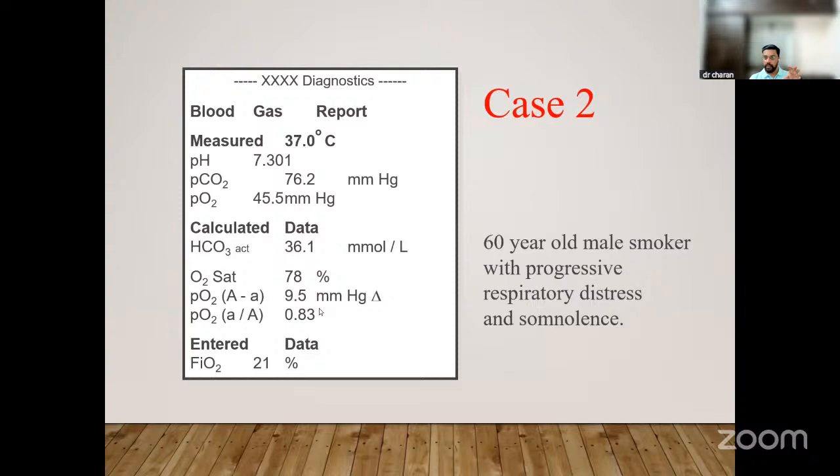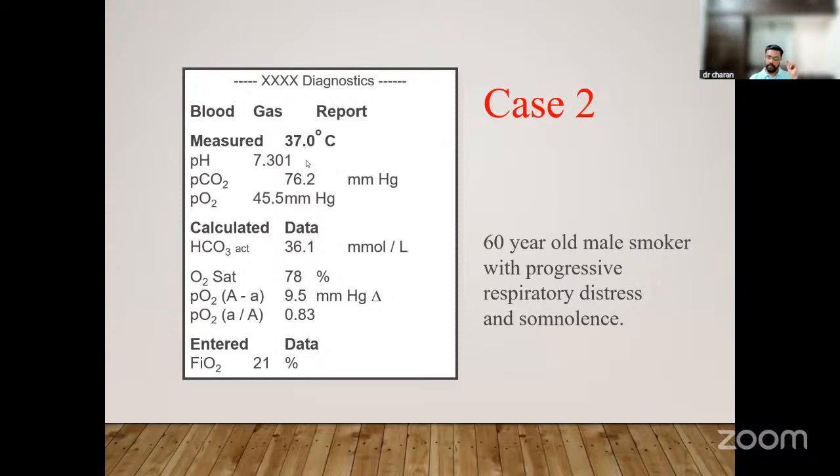Always before seeing the ABG, know the context of the patient. It is a 60-year-old male smoker with progressive respiratory distress and somnolence. So here, being a smoker, you are expecting COPD, being in distress as well as somnolent, you are expecting some sort of a respiratory problem involving carbon dioxide, and since the patient is somnolent, there can be CO2 retention. So this is what you are expecting. Now go and see the ABG.